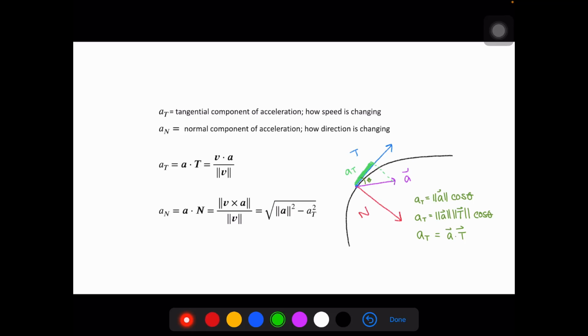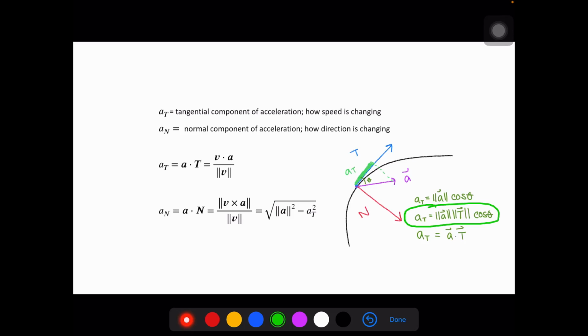And we can kind of see where this formula comes from just using right triangle trigonometry. So if angle theta is the angle between the acceleration and the tangent vector, then just using our SOHCAHTOA, or right triangle trig, we can see that that distance, a sub t, is equal to the length of vector a, so magnitude of a, times cosine of theta. I can also write that as, let me circle it, magnitude of a, magnitude of t, cosine theta, simply because t is defined to be our unit tangent vector, so it has a magnitude of 1, so multiplying by 1 doesn't actually change anything.